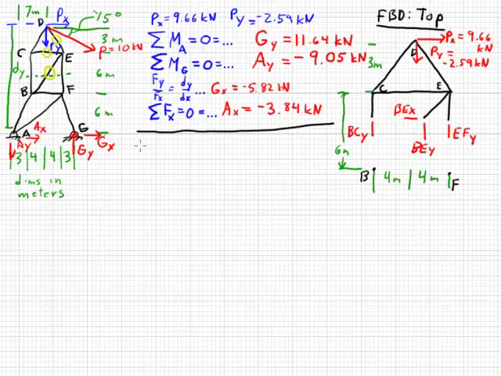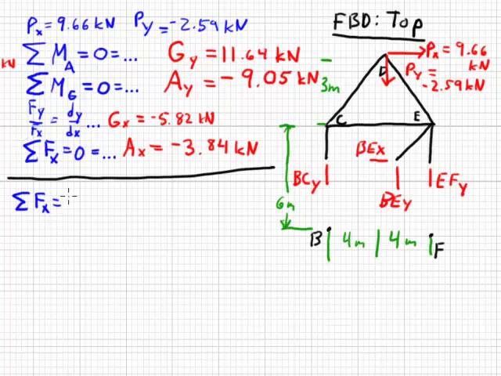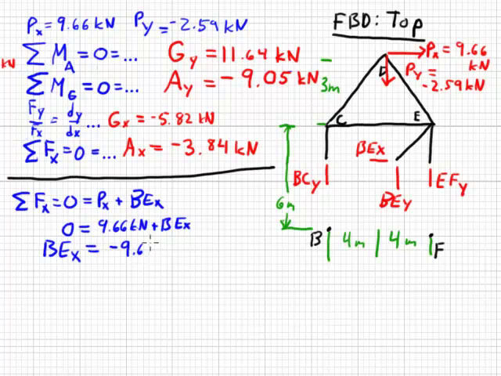So for these two, take the sum of the forces in the x direction equals 0, equals Px plus BE in the x direction. So 0 equals 9.66 kilonewtons plus BEx, and putting BEx on the other side, multiplying by -1, BEx equals 9.66 kilonewtons to the left.